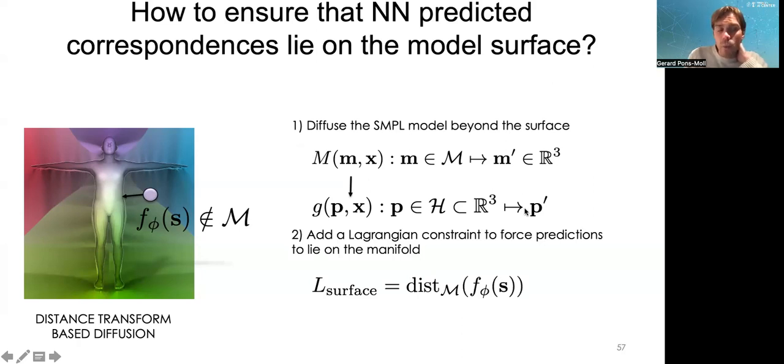Okay, so we also don't want the network to keep predicting points further and further from the surface. We actually want the network to be accurate and predict on the surface. So we also impose a Lagrangian constraint to force predictions to lie on the manifold. You can easily do this by imposing a penalty saying that you want the distance to the manifold, to the surface, for that predicted point of the network to be as small as possible.